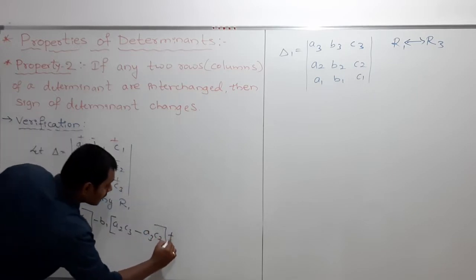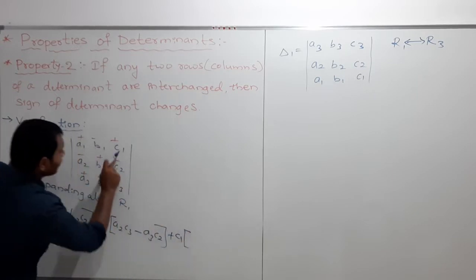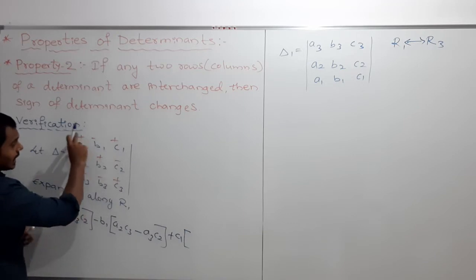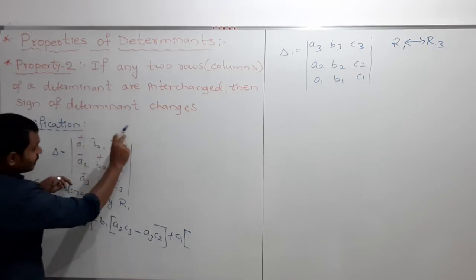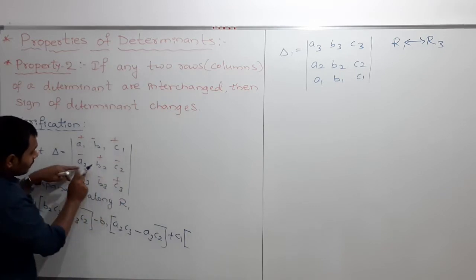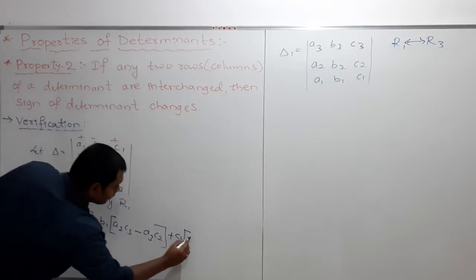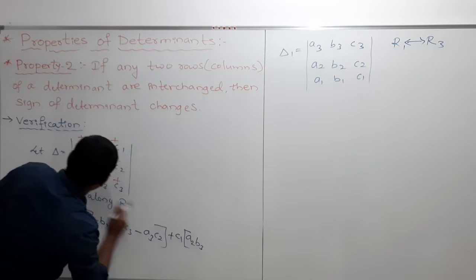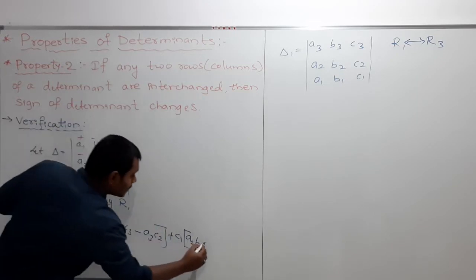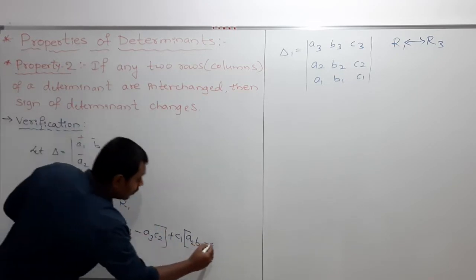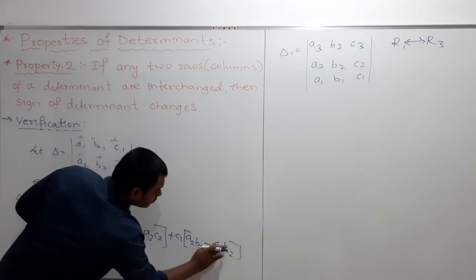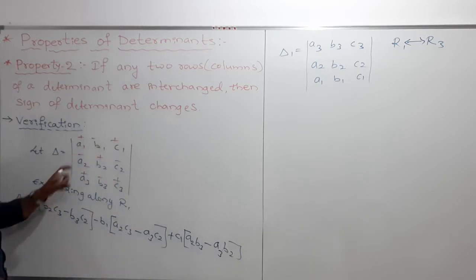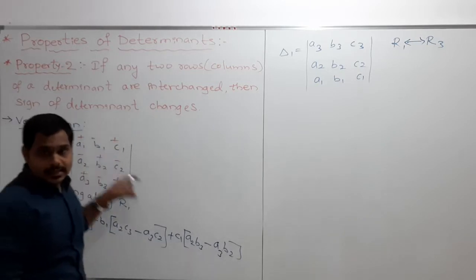Next plus c1 into, again leave the first row and third column. After leaving this first row and third column, a2 into b3 minus of a3 into b2. Clear? So this is nothing but the determinant value of delta.